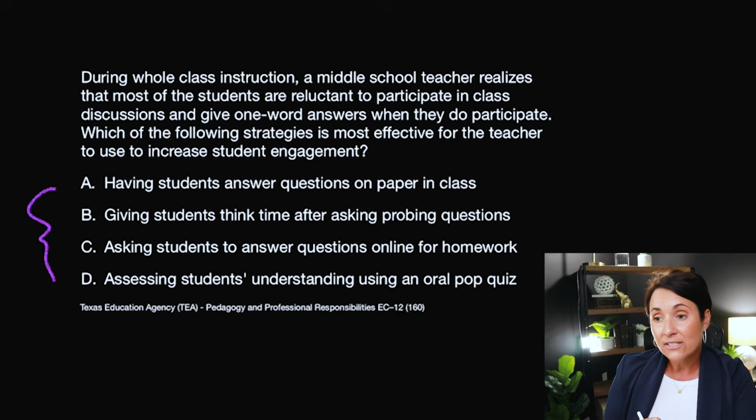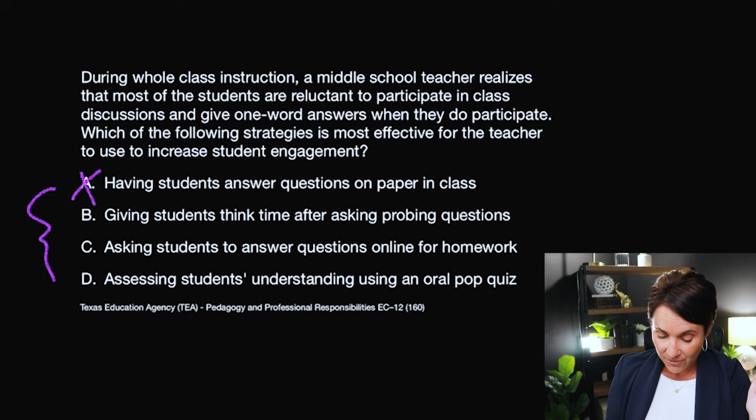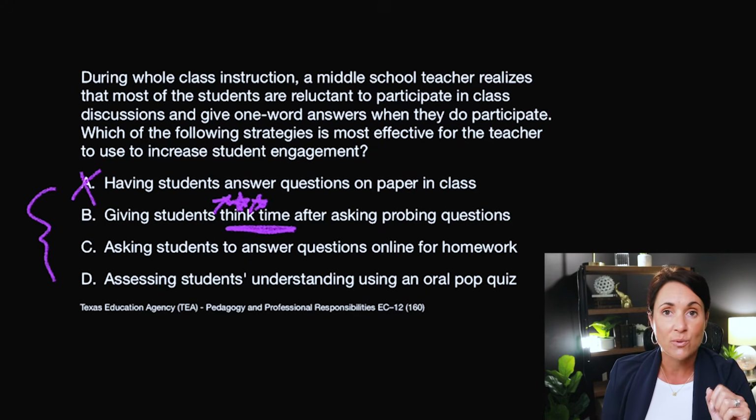I have A, having students answer questions on paper in class. I don't like this answer choice. On paper seems weird to me. I'm going to cross it off. B, giving students think time after asking probing questions. Well, this has a lot of good words in it. I love think time, often referred to as wait time. And it's a great practice, a very effective practice when you are asking probing questions. It helps students to mull over the questions in their head and give a good, thoughtful, critical thinking answer. So wait time or think time is a good answer choice. I'm going to grab B.